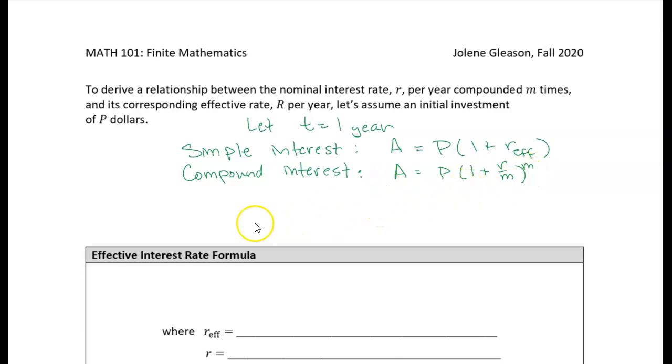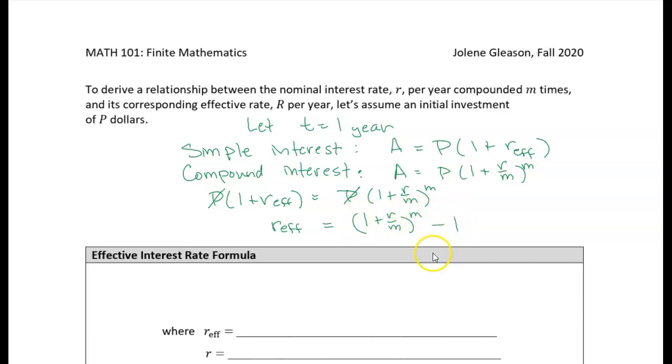So we're just going to take these two formulas and set them equal to each other. So we have P times 1 plus the effective interest rate, which is what we want to solve for, is equal to P times 1 plus R over M to the M. Now we need to solve for the effective interest rate. Well, we can divide both sides by P, and then I'm just going to subtract 1 from both sides. So what I end up with is the effective interest rate equals 1 plus R over M to the M power minus 1. And that's all there is to it.